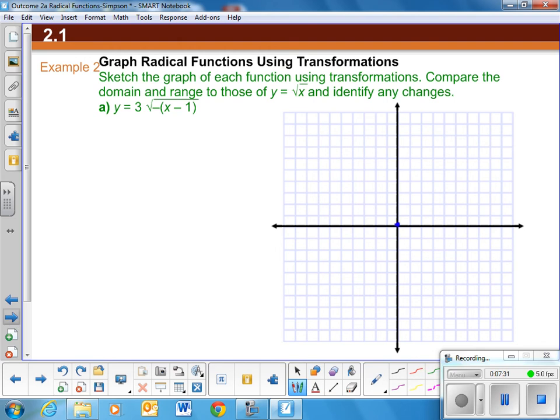So when x is 0, y is 0. If x is 1, y is 1. If x is 4, the square root of 4 is 2. And the square root of 9 is 3. So there's that base function. Writing out our key points: (0, 0), (1, 1), (4, 2), (9, 3).